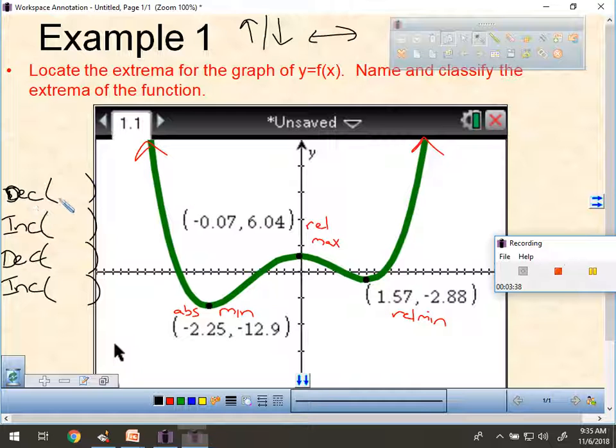And like I said earlier, your intervals of increasing and decreasing always start with negative infinity, and they always end with positive infinity. You're probably thinking, well, why is that? Well, remember, you're reading the graph from left to right. Since this graph keeps on going forever, what's it going to go to if it keeps on going to the left? Negative infinity. What about if it keeps on going to the right? Positive infinity. So that's why our graph always starts with negative infinity to positive infinity for the intervals of increasing and decreasing.